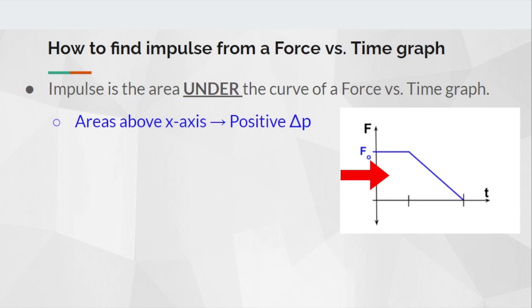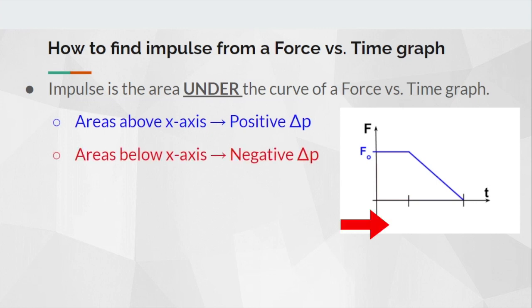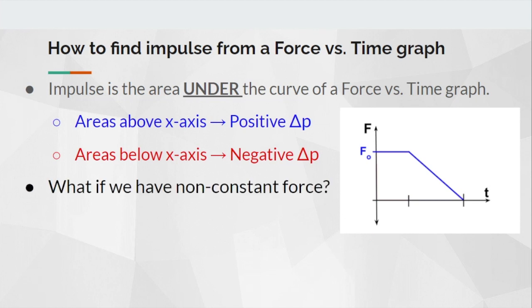Areas that are above the x-axis are going to be positive impulse. And remember, delta P is our change in momentum, but delta P also equals impulse. The area below the x-axis is going to be a negative impulse. What if we have non-constant force, which is kind of what we have in our problem here? The first few seconds, we have that constant force, a nice straight line, and then after that, we notice that our line becomes sloped and heads towards the x-axis.